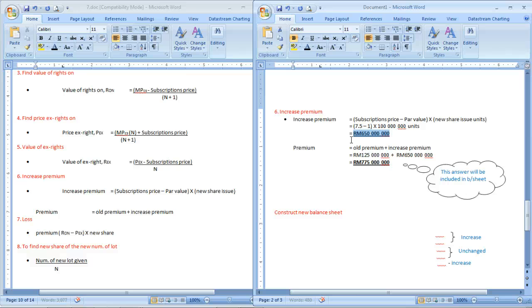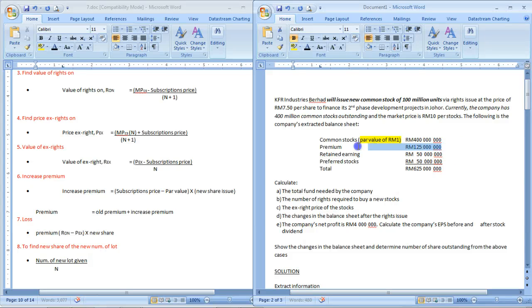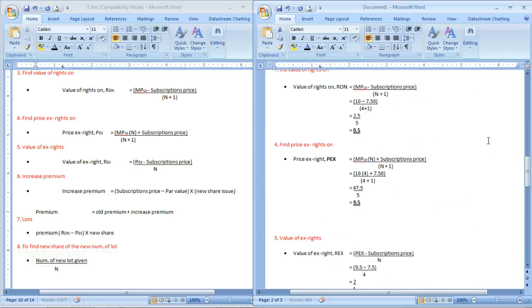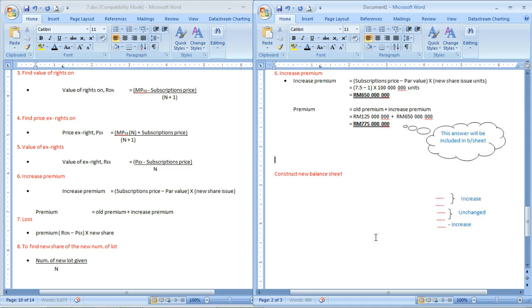When you issue a stock right, your premium will increase by 650. I repeat, increase by 650. So what is your old premium? 125 million. So from 125 million, increase by 650, you need to plus, then you get your 775. Okay, so now you can construct the balance sheet.